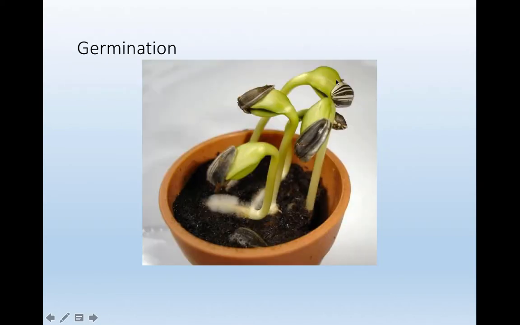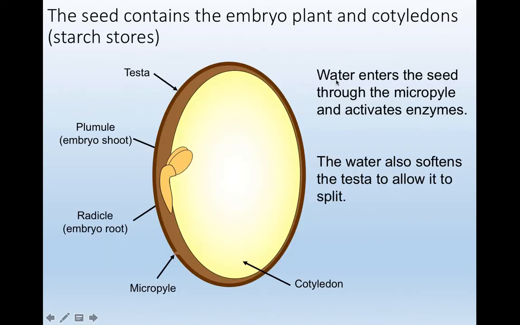So let's look at how this happens. Now let's look once at the pollination process and what takes place. The pollen grows a tube that will go down through the style into the ovule. The seed contains an embryo plant and cotyledons, or the starch stores. Water enters through the micropyle and activates enzymes inside. The water also softens the testa, which allows it to split. Notice here that the petals are just not shown here. There might be more than just what we have here; there would be petals as well.